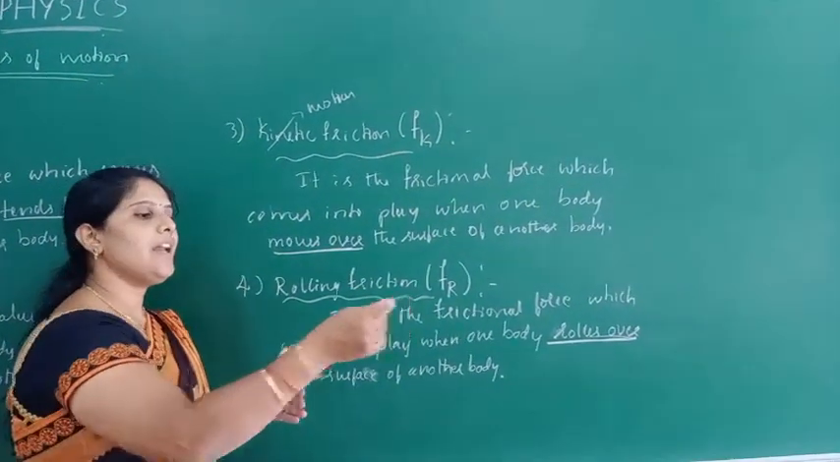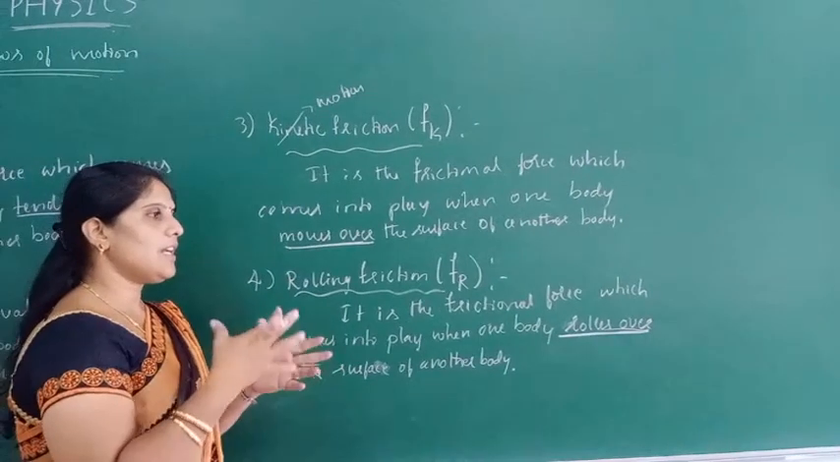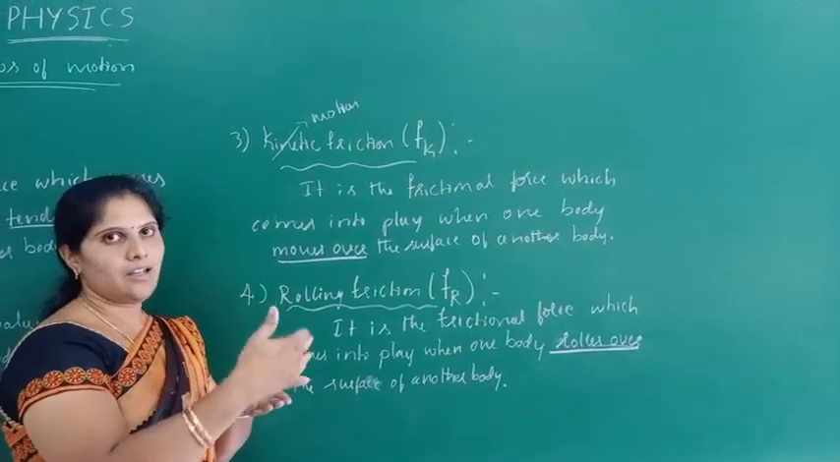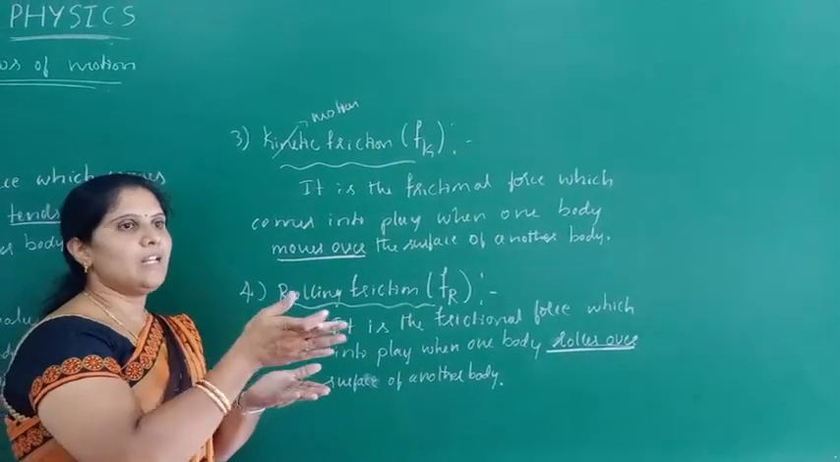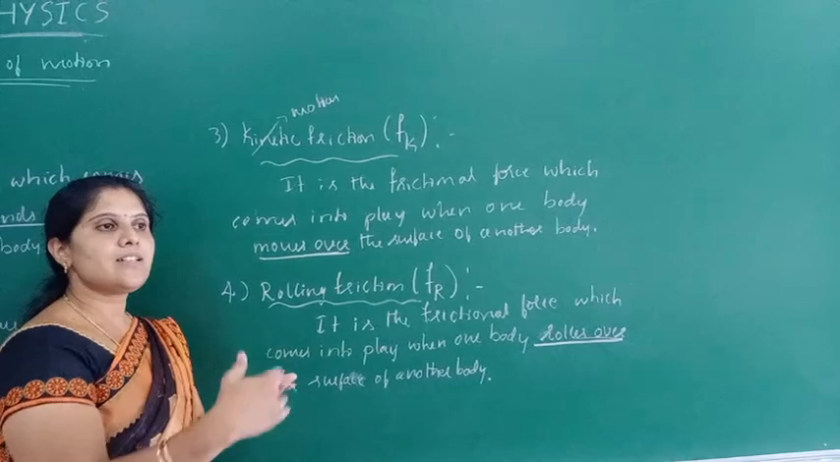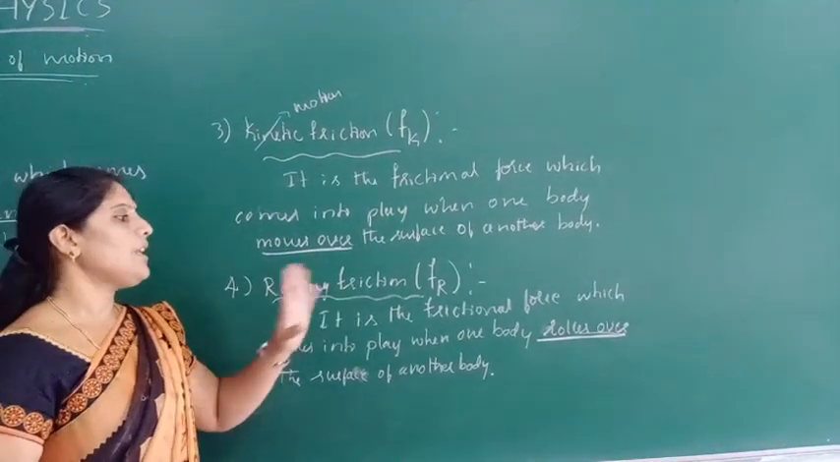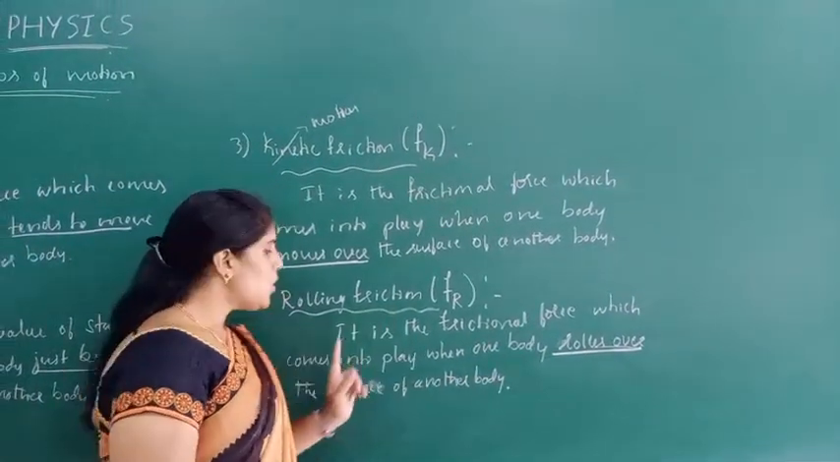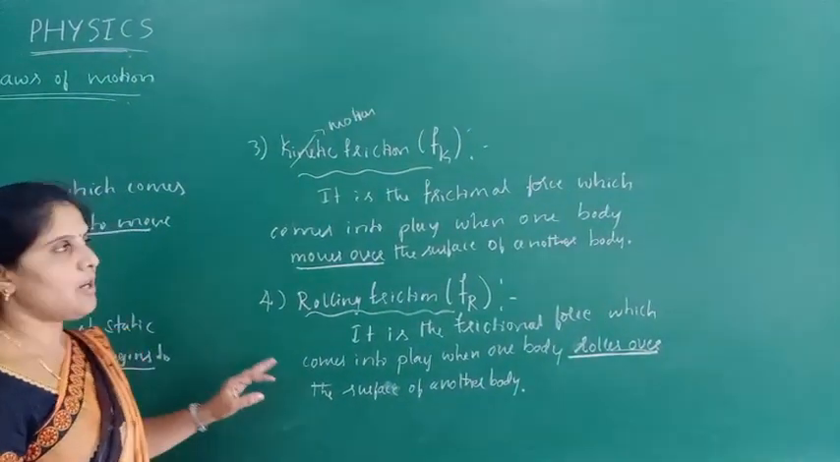Instead of moving, it rolls. For rolling, we consider wheels like that. We said that wheels are rolling, they are not moving. That is called rolling friction. It is a frictional force which comes into play when one body rolls over the surface of another body.